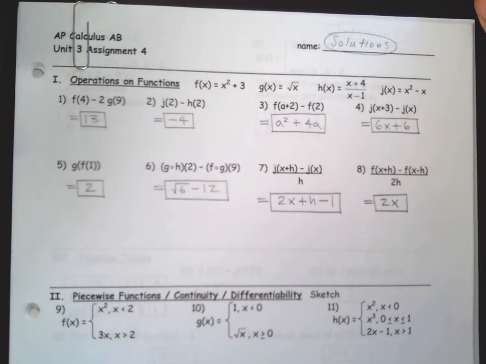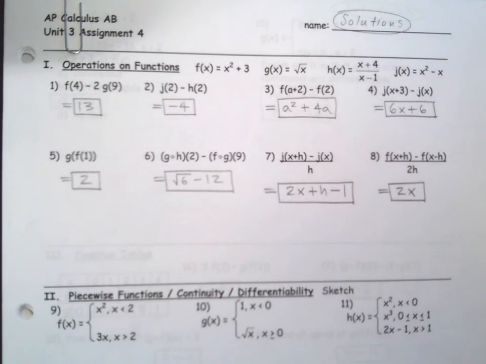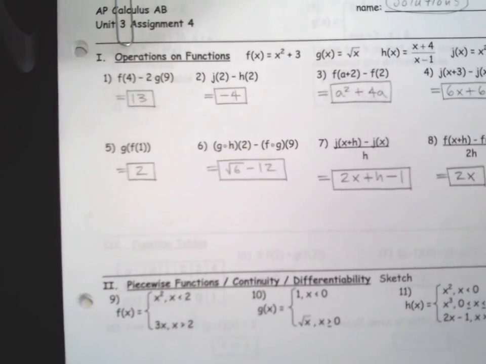Okay, Unit 3, Assignment 4, Office Hours. You should check your answers. You should have checked them already, hopefully.